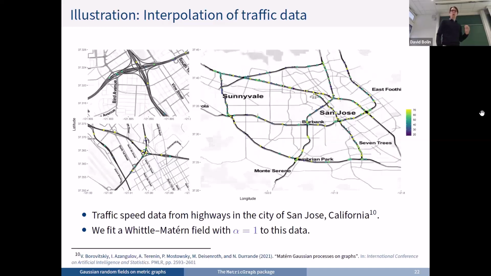So just to show you how it works, here is a small application. Here we have some traffic speed data from San Jose in California. Here's the highway network in San Jose, and the dots are the locations of traffic cameras where they measure traffic speed. This looks like quite a simple network, but if you zoom in, you see that we have basically edges for all the lanes in the network. So you have quite a tricky network structure, even though it looks simple when you zoom out.